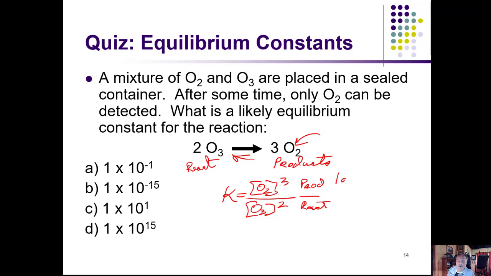Means this number is large. Not just large, it's huge. And this number is so small that I can't detect it, okay? So small, can't detect. Just think of it as a really small number, okay? So what's likely to be your equilibrium constant for the reaction?